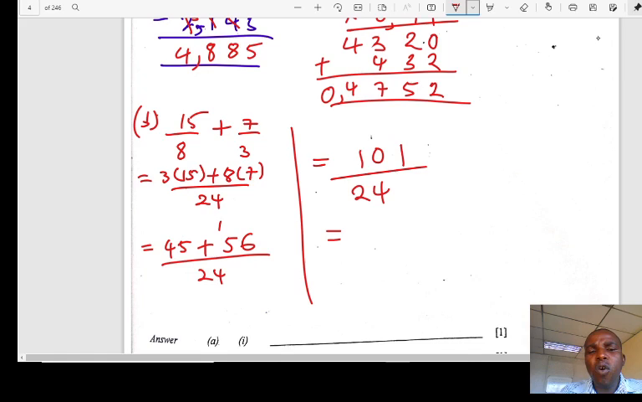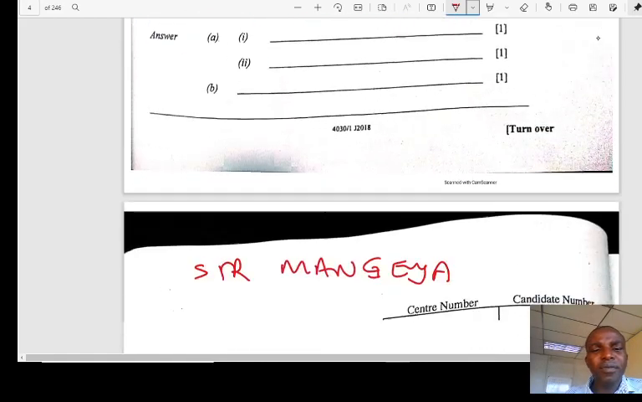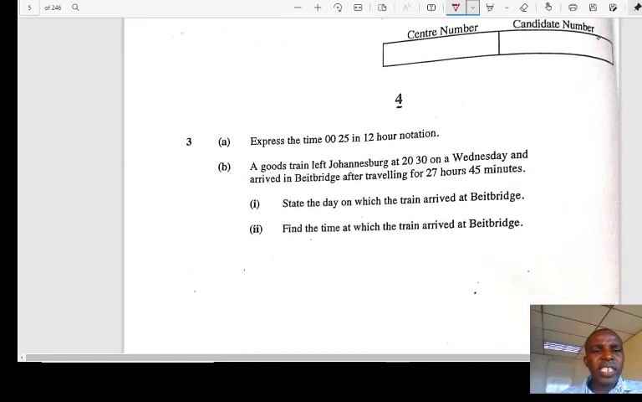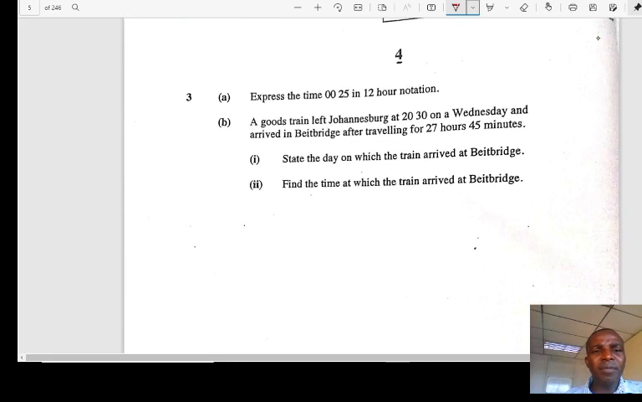Then 24 into 101. 24 by 4 is 96. So it will be 4 remainder something. 101 minus 96 is 5. 5 over 24. So it's 4 remainder 5 over 24. Done. Right, next question, number 3.